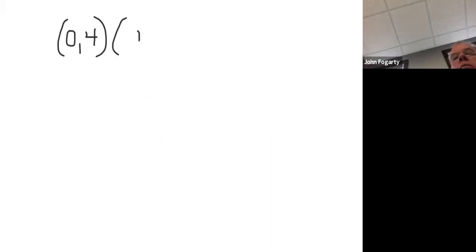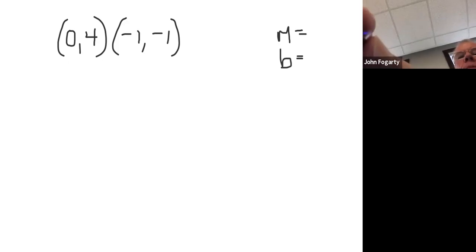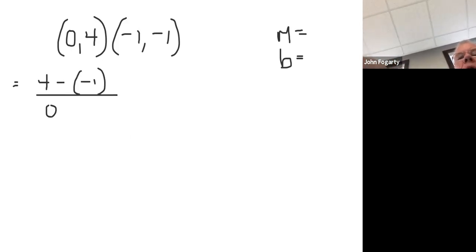Yes, sir. All righty. Last one of these, right? You got a line that goes through (0, 4) and (-1, -1). If I ask you to tell me the equation of that line, I know I need the slope and I need the y-intercept. Let me find the slope for you. So my slope is going to be 4 minus -1 over 0 minus negative 1. So that's going to be 5 over 1. So my slope is 5.